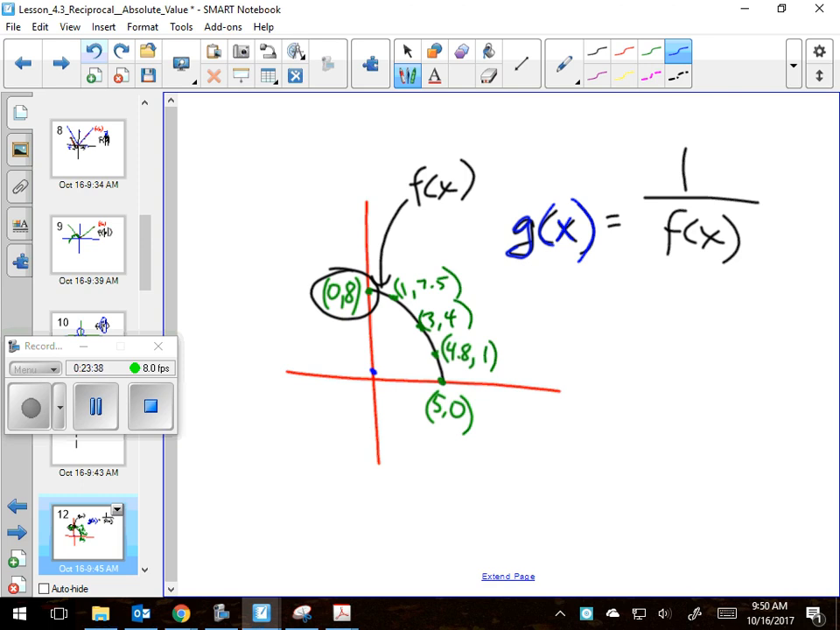This next one's hard because it's 1 over 7.5. Do you know what I mean? Like, that's going to be a little bit of a pain. How about we do this point right here? We'll get to that other one in a second. It's the point 3, 4. Well, the new point is going to be 3, 1/4. Ooh, that's weird.